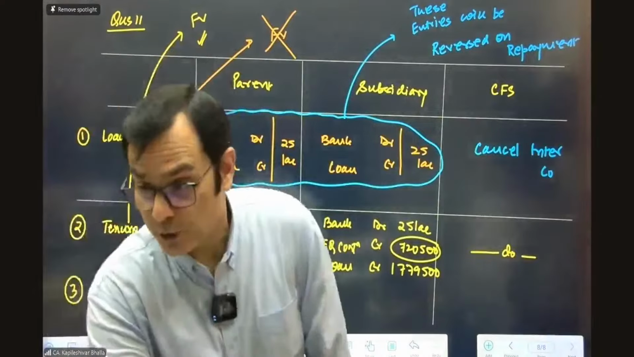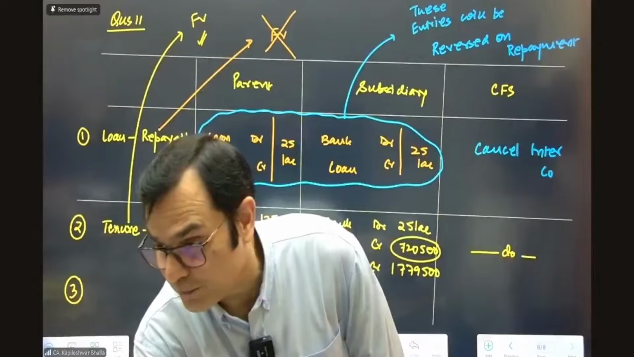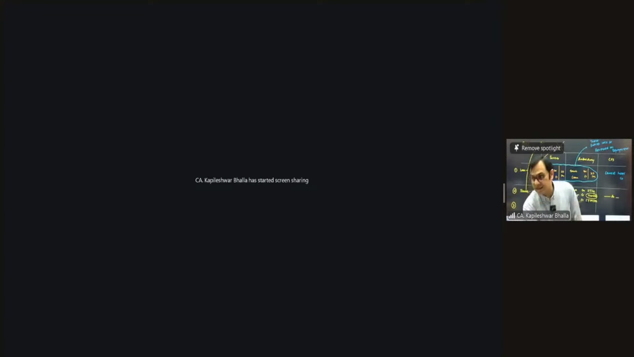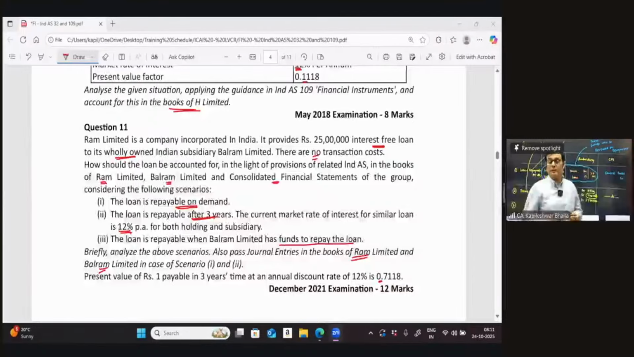So let me again share the question back on the screen for the third part. Now, in the third part, what you need to make an assessment is, it says the loan is repayable when Balram will get money to repay. Does this mean that the loan is repayable, recoverable on demand? No. Because in this case, when the subsidiary says, I'll repay the money as and when I get the money, that means it's not repayable on demand.